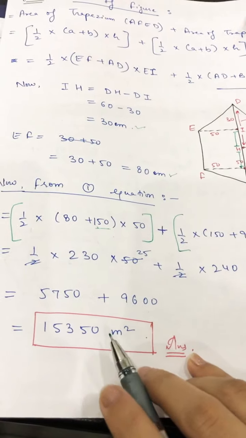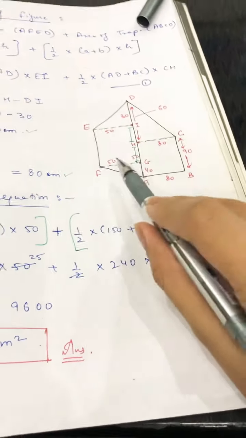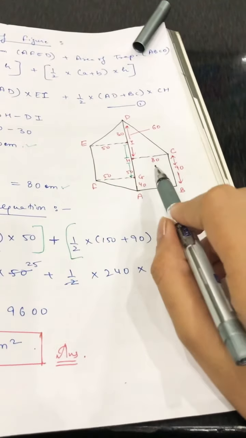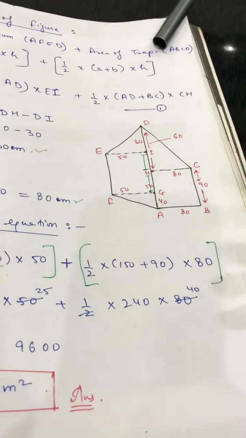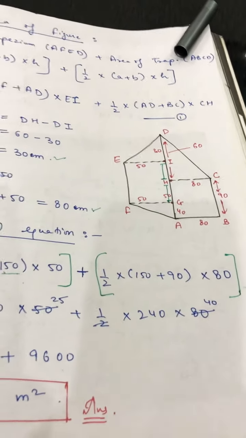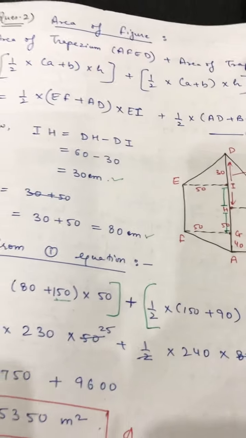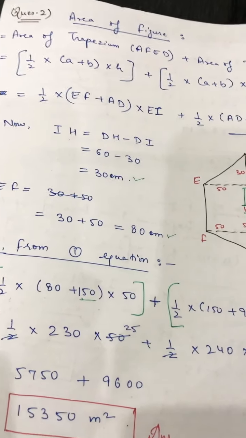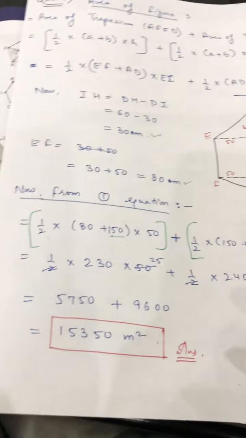So this is question number 2. You have to see that you can split the figure into 2 triangles, 2 trapeziums, 2 quadrilaterals, or 1 quadrilateral and 1 triangle, or whatever shape you can split it into. That depends upon your own observation: what is given, what is not given, and which formula you can apply.